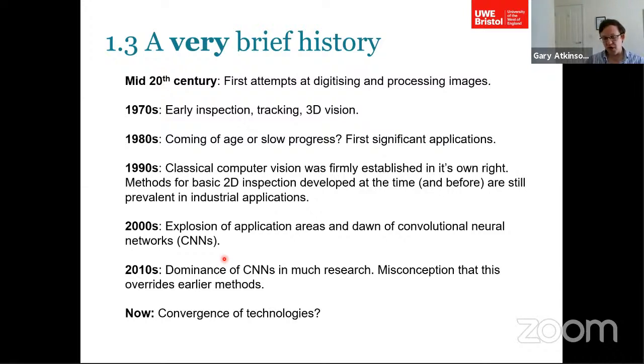Other people would argue that progress was quite slow during this time, because although the algorithms had become established, we didn't really have the imaging technology or the computational capacity to do all that much with it. But I think few people would argue against the 1990s being the decade where it really did become firmly established, and most, or at least many, academic institutions had their own computer vision group within engineering or computer science, and the first companies started popping up.